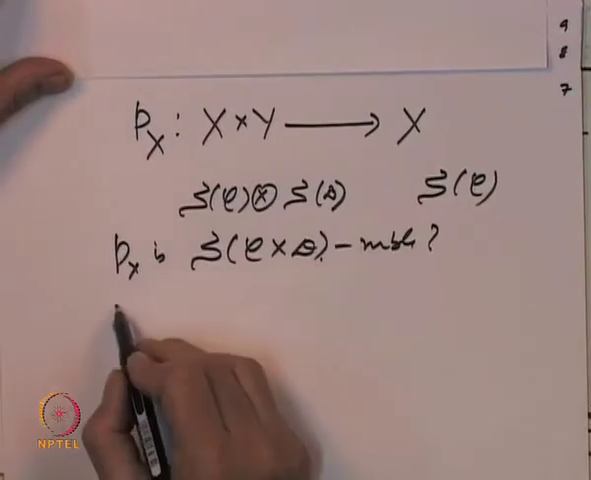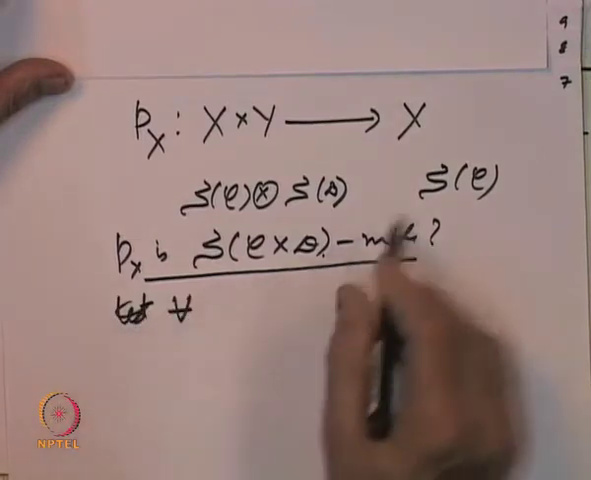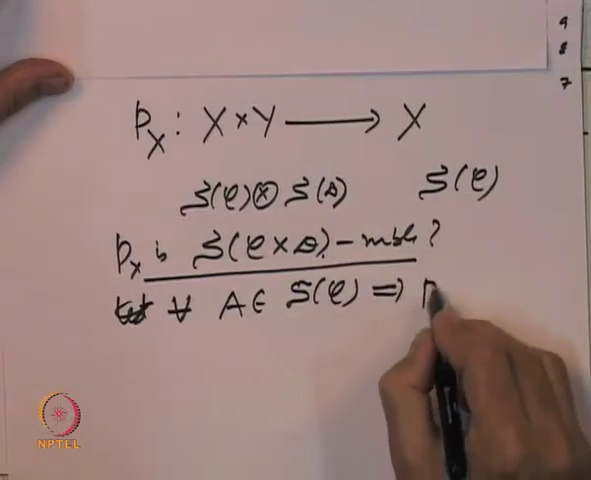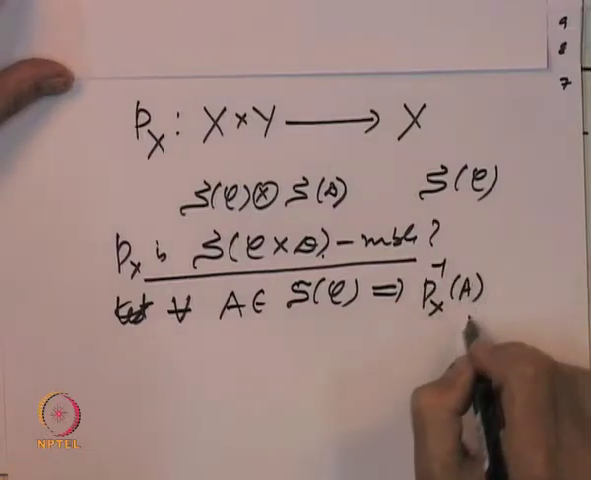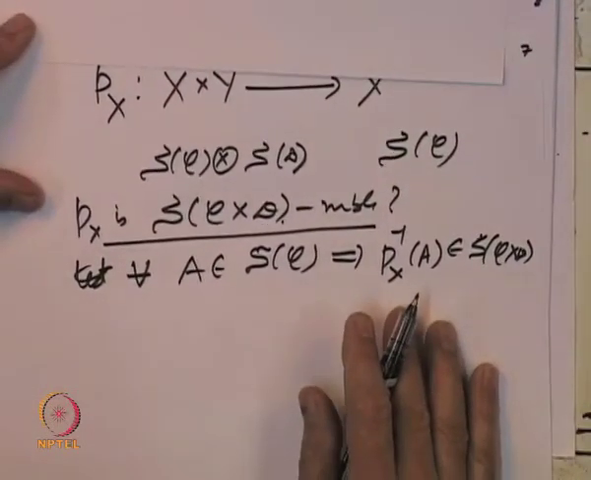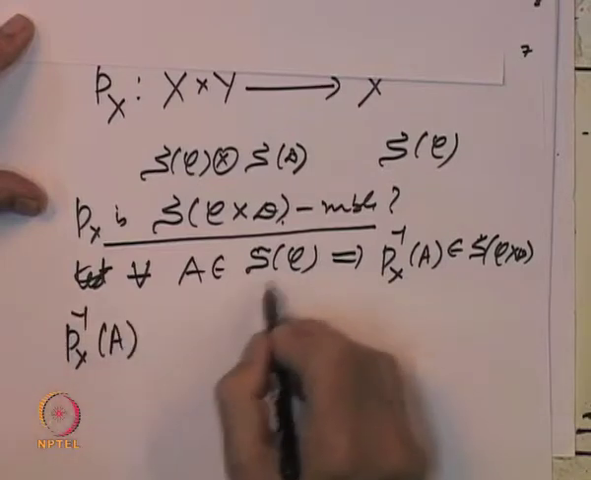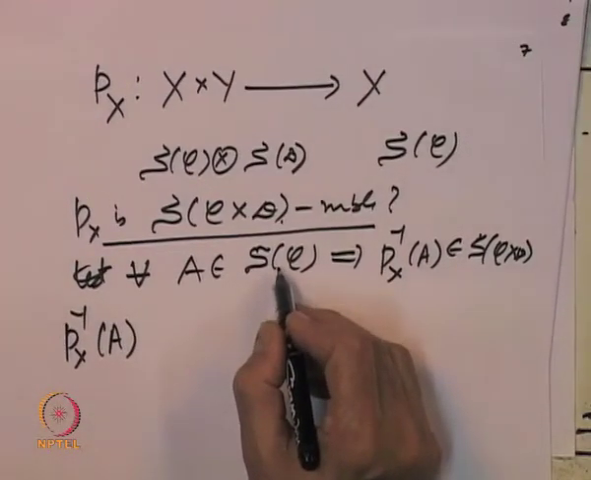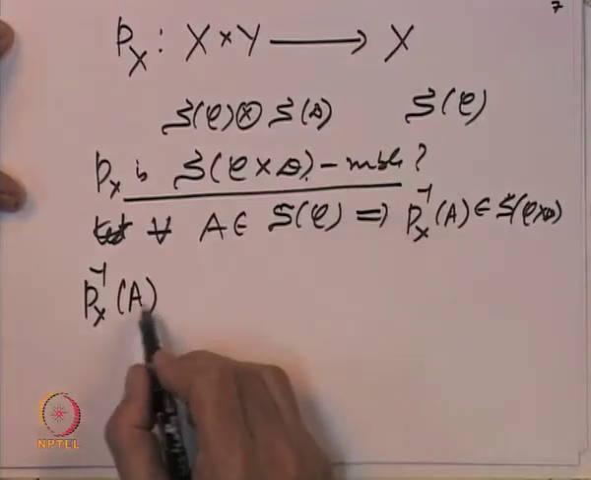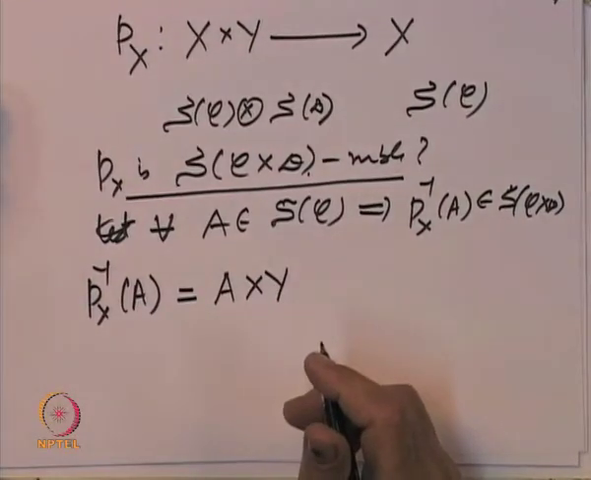So, to show that, let us take a set. We have to show that for every set A belonging to S of C, P_x inverse of A belongs to S of C cross D. So, that is what we have to show. Let us first observe what P_x inverse of A is. If A is a subset of X, and let us not bother at present where it belongs, let us look at P_x inverse of A. That is going to be equal to A cross Y by definition, because A is a subset of X.